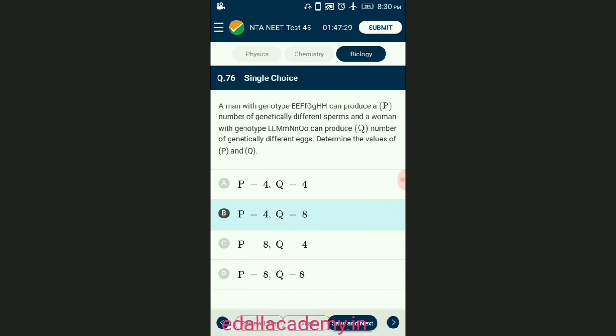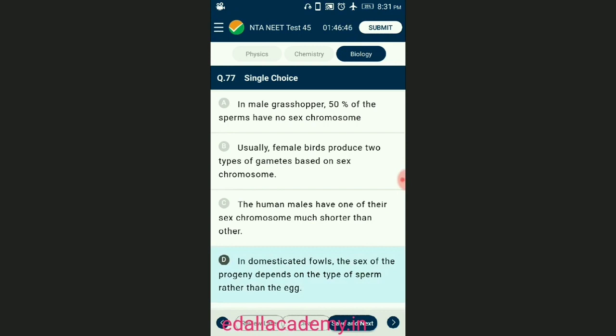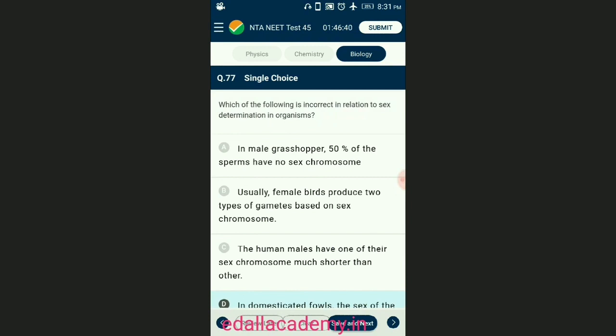Question number 77. Which of the following is incorrect in relation to sex determination in organisms? Grasshopper is an example of XO type of sex determination, in which males have only one X chromosome besides autosomes. Thus, 50% of sperms carry the X chromosome and 50% are without the X chromosome. In birds, the female is heterogametic and produces two types of gametes. In humans, the Y chromosome is shorter than the X chromosome. The answer for this question is option D. In domesticated fowls, the sex of the progeny depends on the type of sperm rather than the egg. So that is the incorrect statement about sex determination in organisms.